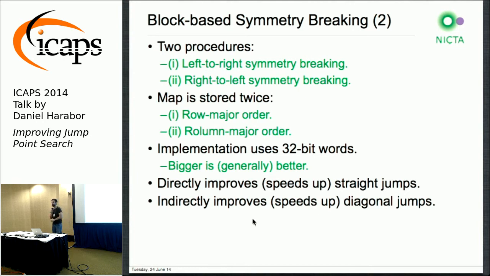The example I used had 8-bit words. In the actual implementation, we use 32-bit words, so we can jump 32 steps in a single operation. Bigger is generally better. We also played with 64-bit words in the implementation. In our experiments, it didn't make that much more difference. So we're directly improving the efficiency with which we find straight jump points. But we're indirectly improving the efficiency with which we find these diagonal jump points as well, because you have all of these recursions vertically and horizontally when you're stepping diagonally.